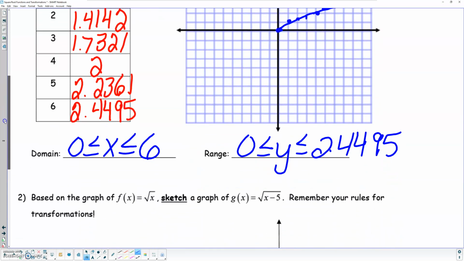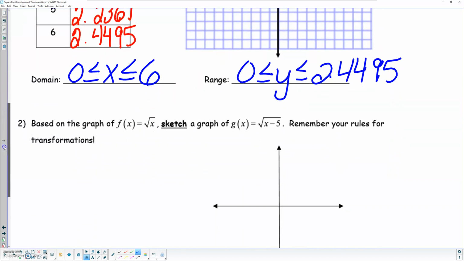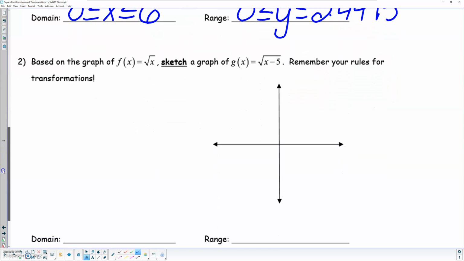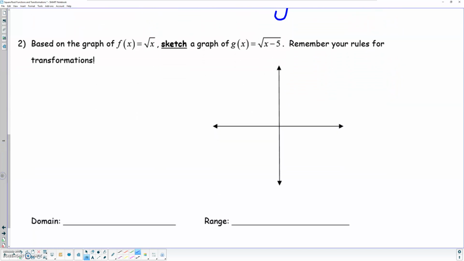Okay, so now in number 2, it says based on the graph that we just did, based on that parent graph, sketch a graph of g of x equals the square root of x minus 5. Remember your rules for transformations. So here we're subtracting 5 inside the function's argument, right? We're underneath the radical symbol.